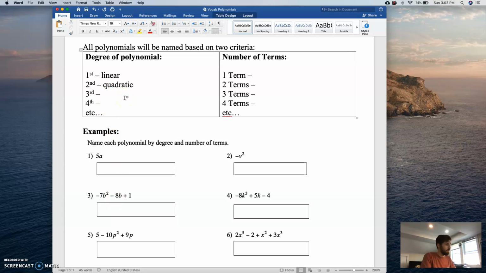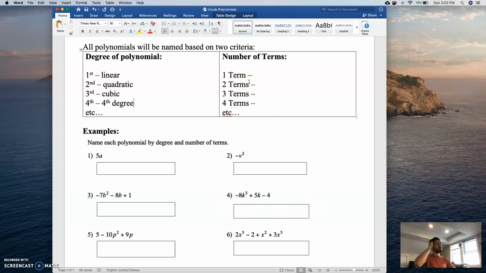A third degree polynomial is going to be a cubic polynomial. And a fourth degree polynomial is called a quartic. You know what? We won't do those. We'll just start using a rule for you guys. Everything fourth degree and above, we'll just call that fourth degree, fifth degree, sixth degree, etc.